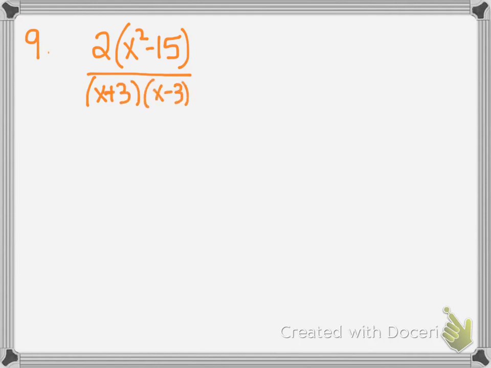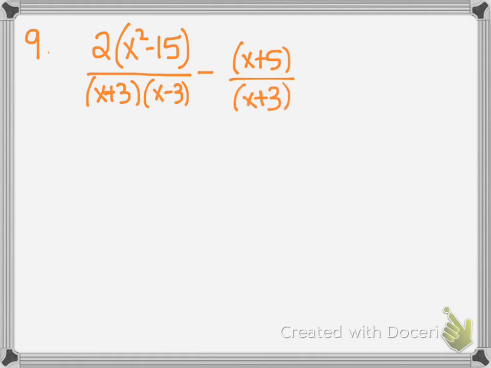Alright, so in number 9, I'm going to also factor first before just copying down the whole problem. So I'm going to take out a GCF of 2. So I'm left with 2x squared minus 15 all over, and then that's the difference of 2 squares, so we have x plus 3 and we have x minus 3. And then the others don't factor, they are just 2 factors. I'm going to put them in parentheses for now.